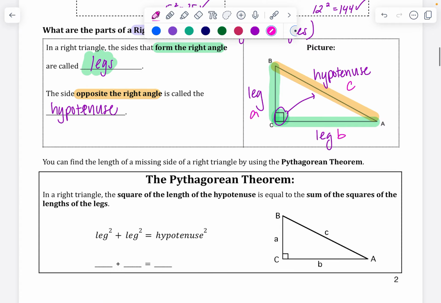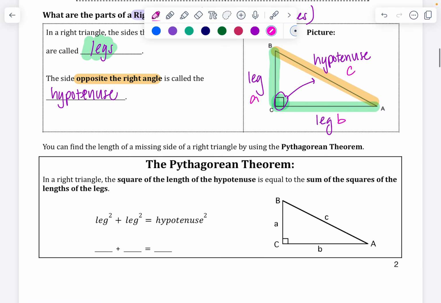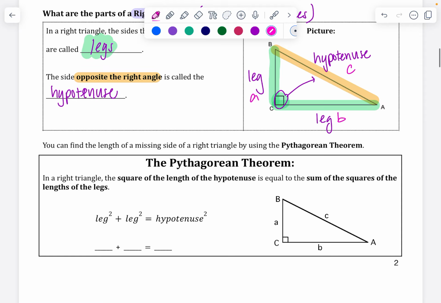All right, so let's go ahead. So you can find the length of missing sides, right? We've talked about scalene triangles. We've talked about equilateral and isosceles, right? There might be times where in a right triangle, specifically a right triangle, you can find a missing length, right? And you can find a missing length using what is called the Pythagorean theorem.